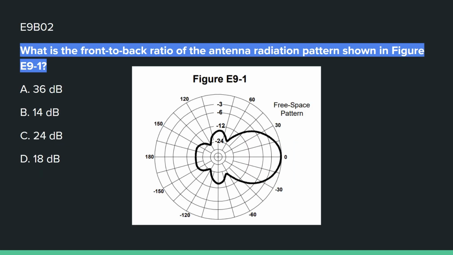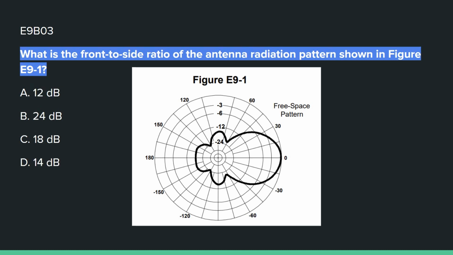E9B02, what is the front to back ratio of an antenna radiation pattern shown in figure E9-1? And that's D, 18 dB. E9B03, what is the front to side ratio of the antenna radiation pattern shown in figure E9-1? D, 14 dB.